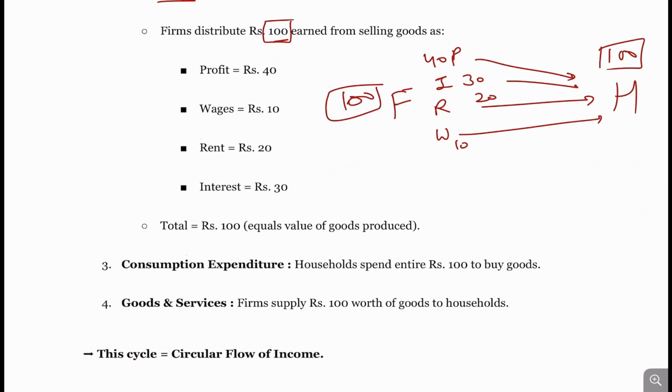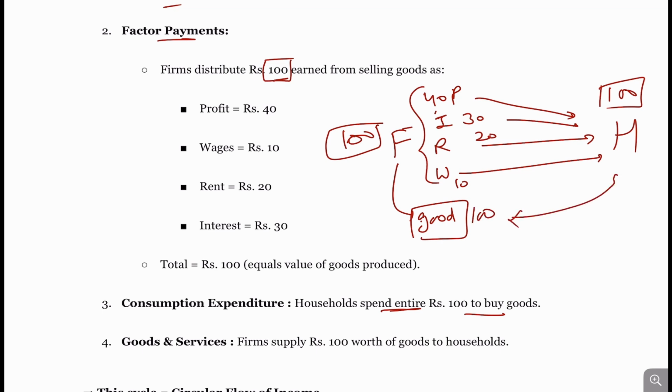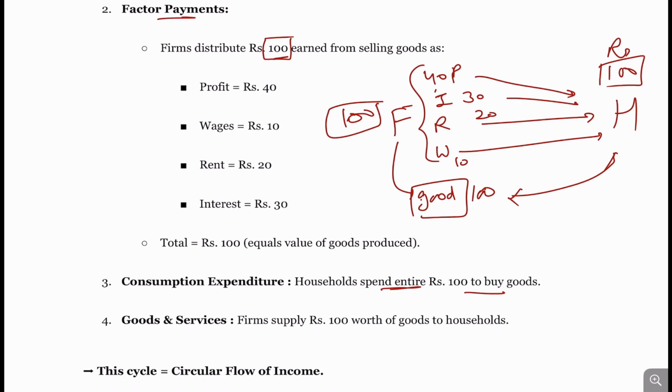Clear? Now, consumption expenditure: households spend the entire 100 rupees to buy goods. Now firms must be producing goods using this value, and the 100 rupees worth of goods that has been produced will be bought by the households. Then the household that has earned this 100 rupees will be giving this 100 rupees to the firms and getting the goods. So in this whole scenario, goods and services are being produced and firms are supplying 100 rupees worth to the household. This is the circular flow, right?